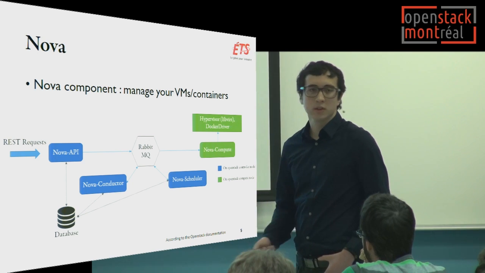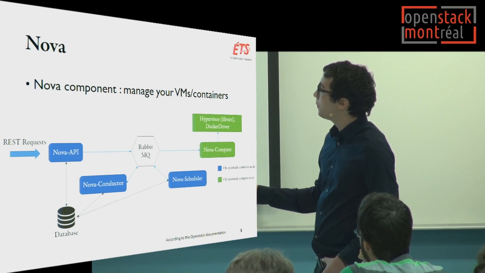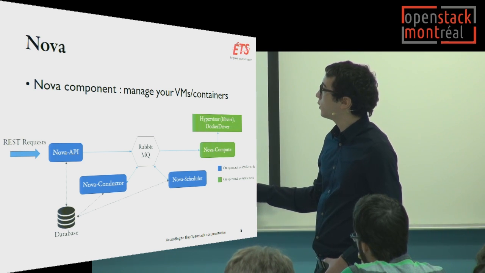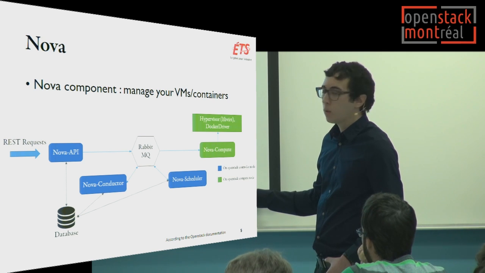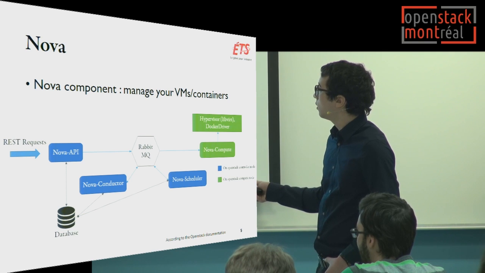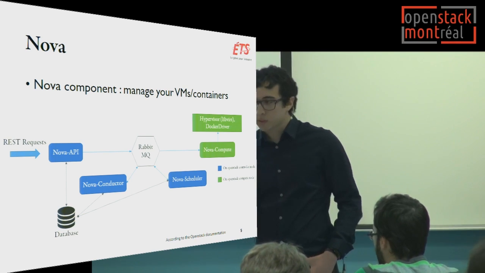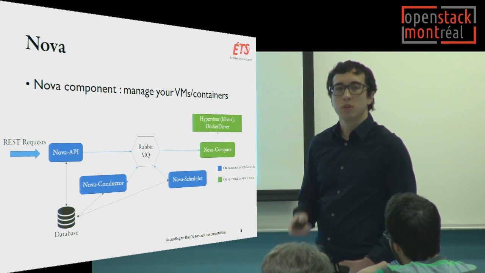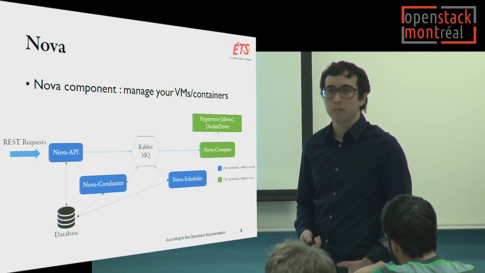So when a user wants to create a new VM, then Nova API will get the request for you. Nova API will be responsible to send the request to Nova Conductor. After that, Nova Conductor will send the request to Nova Scheduler. Nova Scheduler is responsible to get for you an available compute node where you can instantiate your VMs.